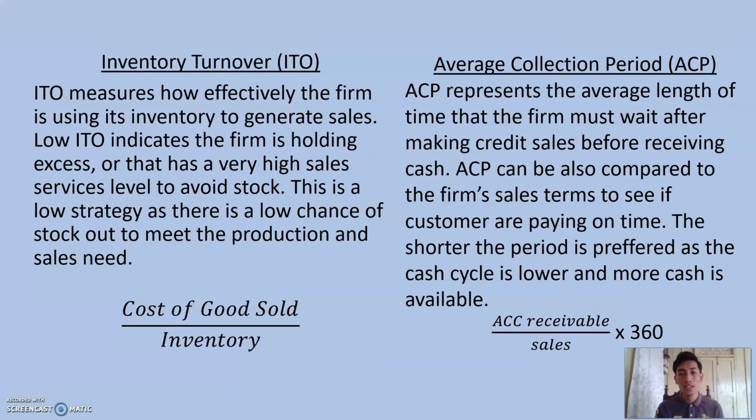Okay, the next item for activity ratio is average collection period, or ACP. ACP represents the average length of time that the firm must wait after making credit sales before receiving cash. ACP can also be compared to the firm's sales terms to see if customers are paying on time. The shorter the period is preferred as the cash cycle is faster and more cash is available. The formula for ACP is accounts receivable divided by sales times 360.